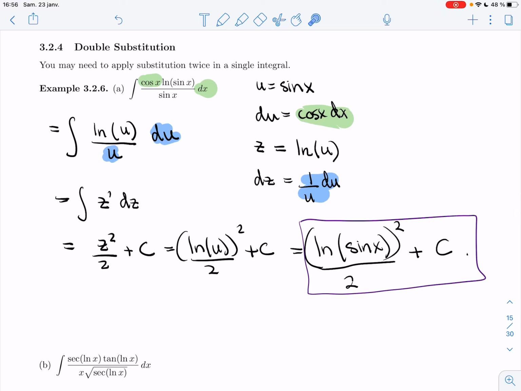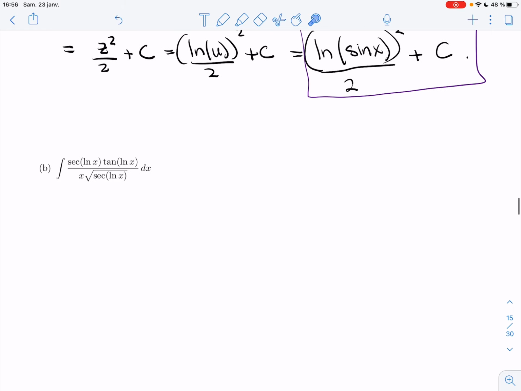All right, in this video, we'll do one more example that uses double substitution. That means two different substitutions. Let's do problem B here. So I'm looking for the integral of secant of log of x, tan of log of x over x square root of secant log of x. So there's a lot going on with this one.